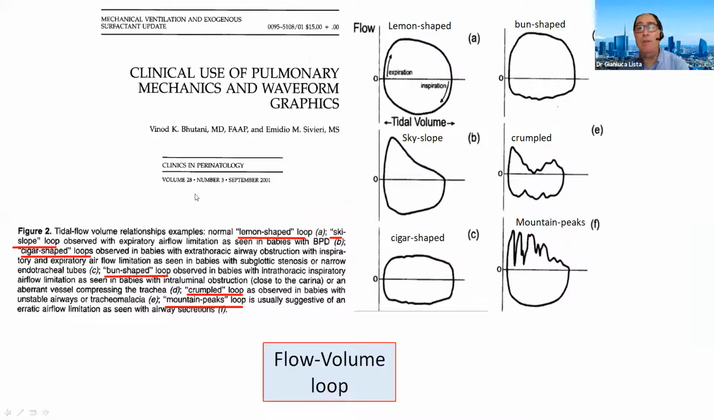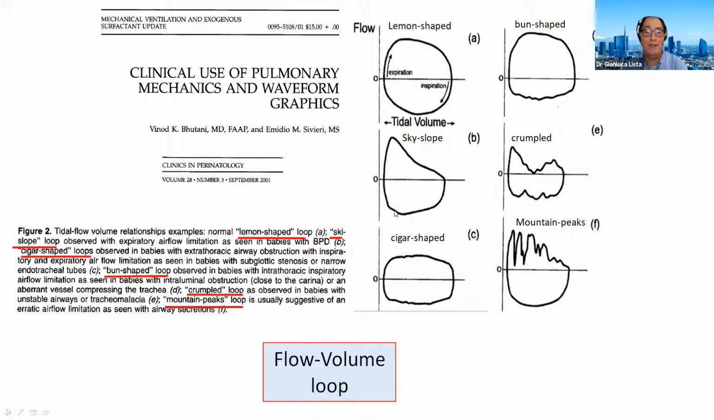These are the flow volume loops. In this case, the expiration is at the top and the inspiration is at the bottom. The lemon shape is the situation which is a normal flow volume loop. This is the sky slope volume loop.